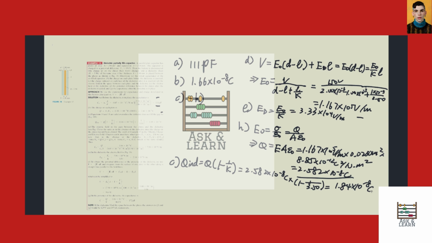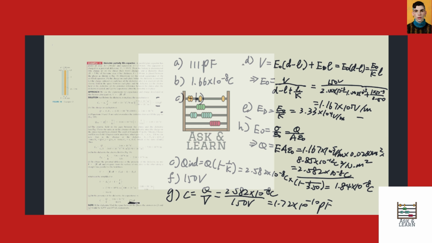So that is part C, and A, B, C, D, E are done. We need to do part F and G. Part F, because the battery voltage does not change, the potential difference between the plates is unchanged. It's still 150 volts. Part G, capacitance, is Q over V. So it's 2.582 times 10 to the negative 8 coulomb over 150 volts, which is 1.72 times 10 to the negative 10 farad. And of course, this is no surprise. This is the same as what we found in the example, because whether the capacitor is connected to the battery or not does not change its capacitance.